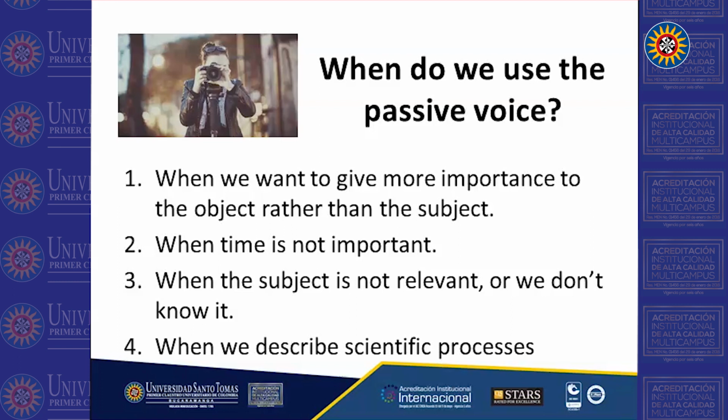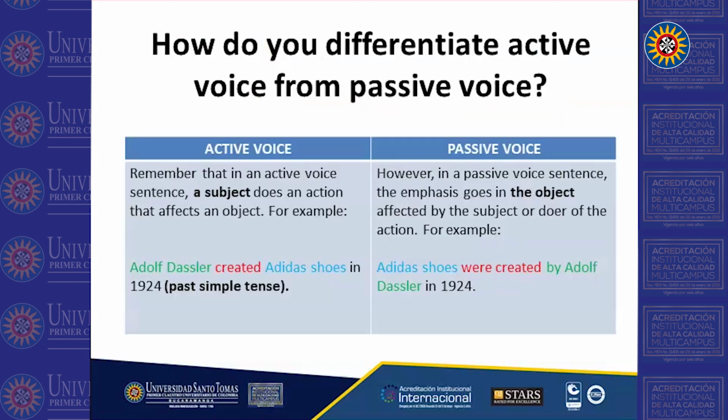When do we use the passive voice? Remember that we have different uses. The first one, when we want to give more importance to the object rather than the subject. We want to emphasize the object or the person affected by the action. Number 2, when time is not important. Number 3, when the subject is not relevant or we just don't know it. And number 4, when we describe scientific processes. Okay, let me give you a few examples.